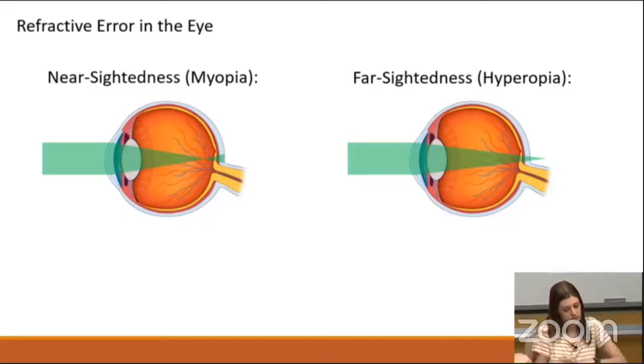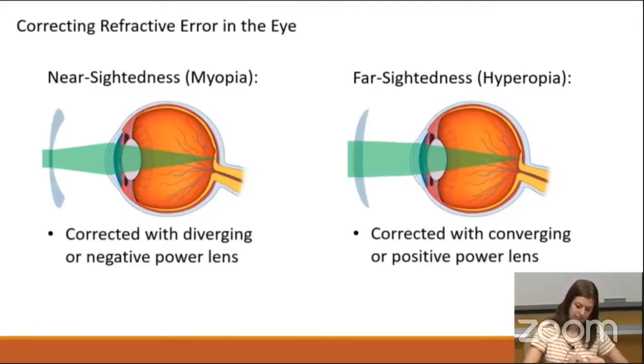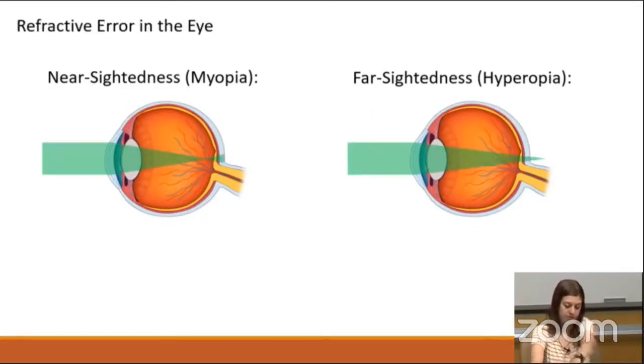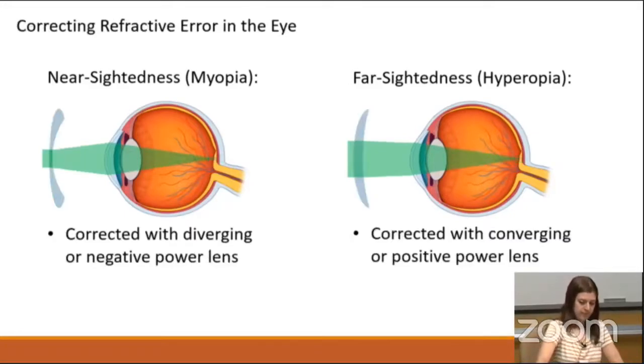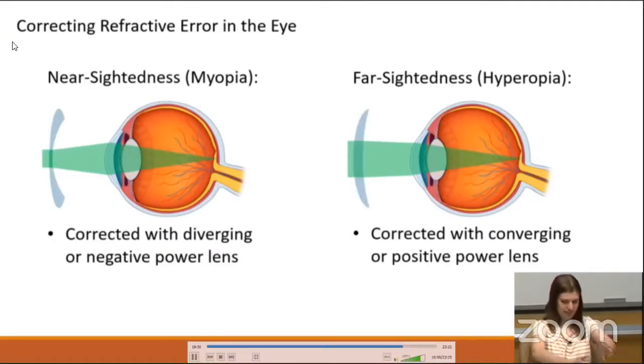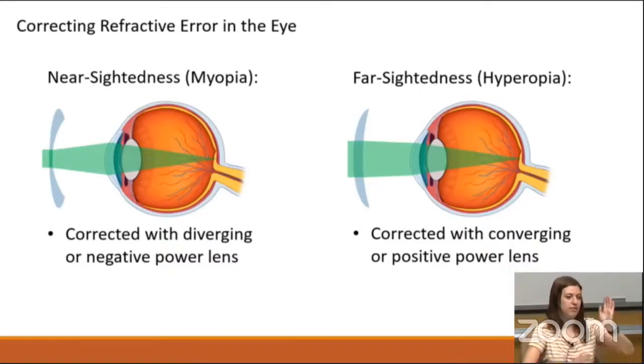And then with farsightedness, it's the opposite problem. Your eye is at a shape where the light is focusing behind the retina. So you can correct these with lenses. So remember myopia, we were focusing before the retina. Now we're focusing exactly at the retina because we add a negative lens. So if you can't see far away and you correct it with glasses or contacts, it's probably a negative lens.